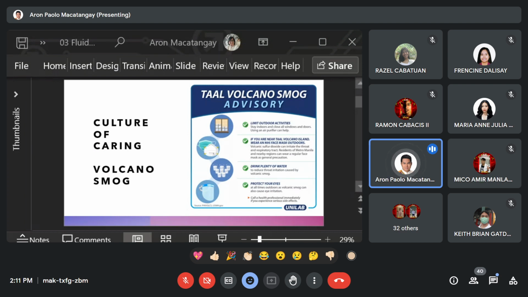So first is limit yung outdoor activities. So good good yung setup natin na may online class tayo. Nakakatulong siya pag tayo lumabas. Next is if near the Taal, always wear a N95 face mask.